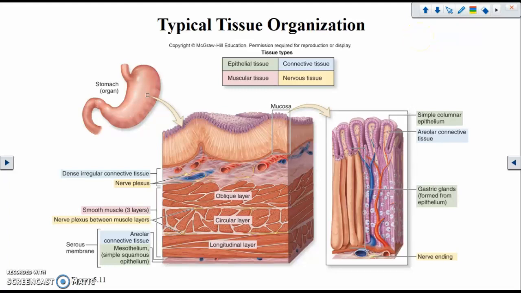Hello everyone, so this is the tissue lecture. More than likely this is going to take two. I'm hoping that I can fit in one. I don't think that's going to happen.